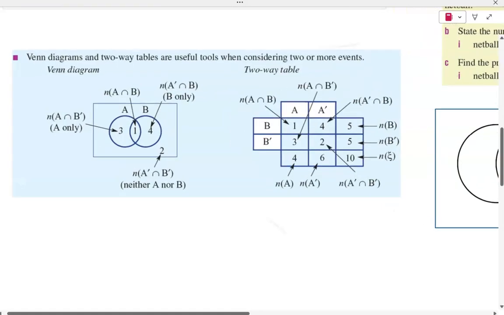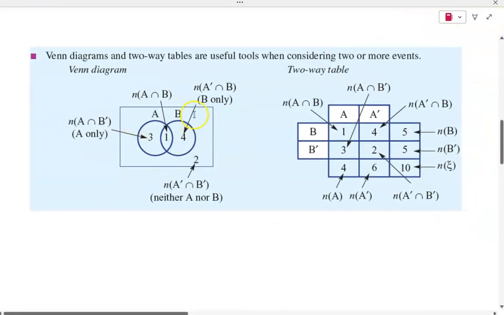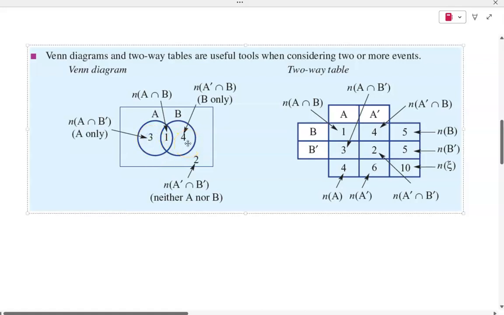Now, all that information is shown here as well. We've already gone through that the middle here is the intersection, A and B. This is A and not B, so A only, not A and B, so B only, and not A and not B on the outside.